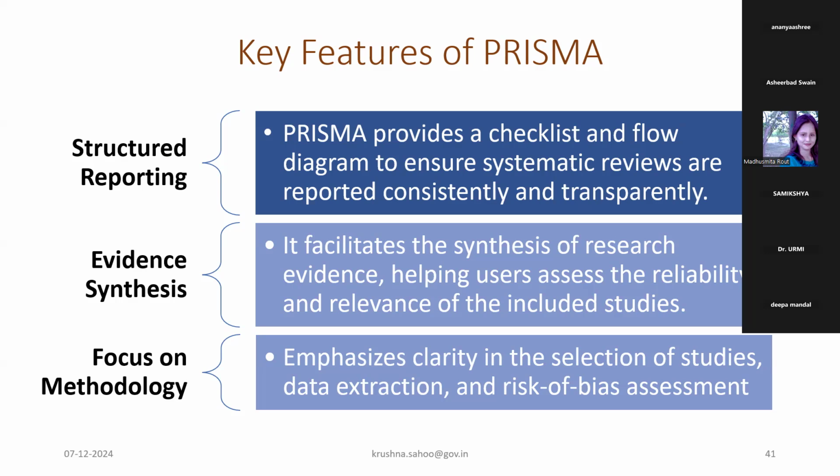Another feature is evidence synthesis. It facilitates the synthesis of research evidence, helping users to assess the reliability and relevance of the included studies. So you have each step, from 1,000 articles identified, 10,000 articles identified, from 10,000 articles to how I reach the 15. So all the evidence will be systematically presented. It also focuses on methodology, emphasizing clarity in the selection of studies, data extraction, and risk of bias assessment also. So these are the key features of PRISMA.